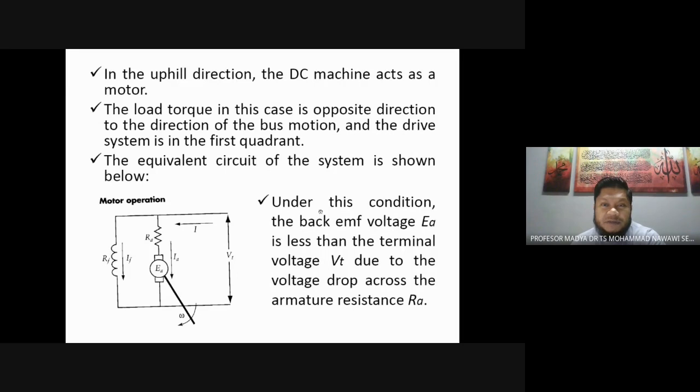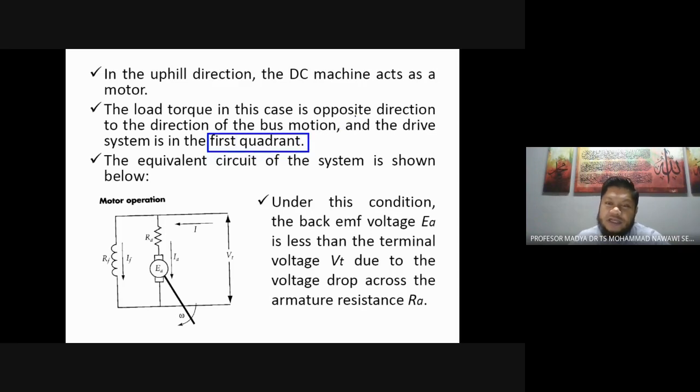In the uphill direction, the DC machine acts as a motor. So uphill direction, of course, the DC machine acts as a motor. The load torque in this case is in the opposite direction to the direction of the bus motion. This is a load torque, TL, PL. Okay, and the drive resistance in the first quadrant. This is the first quadrant.